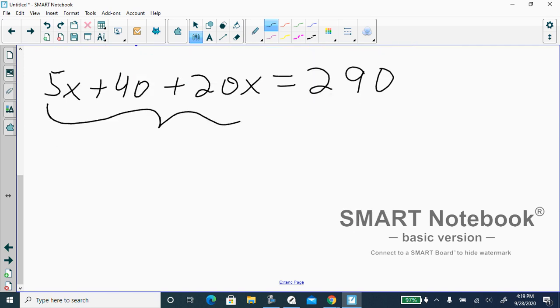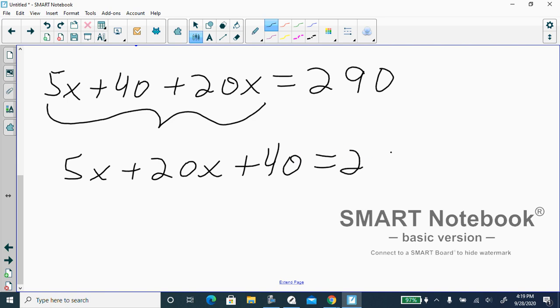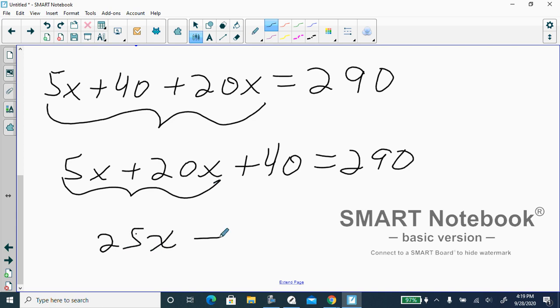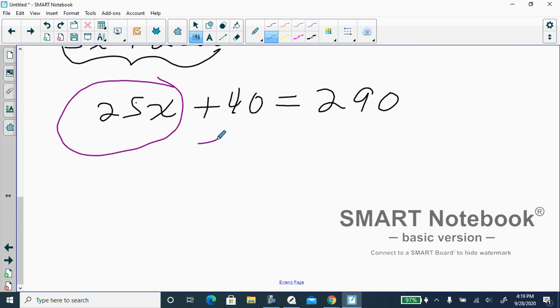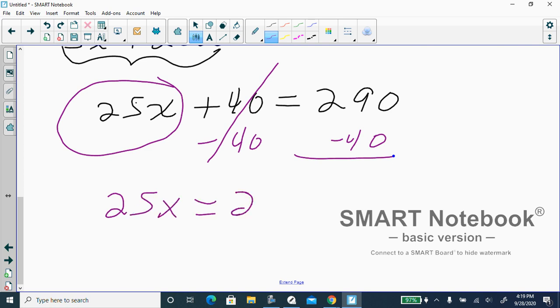We have like terms on this side, so we can write the things that are alike together. We're not getting rid of them on one side, we're just collecting things that are alike. We're not doing the opposite, we're just rearranging so that we can see we have 5 and 20 more, so 25 x's, plus 40. On the other side, we had 290. To solve for x, we need to isolate this. So we take 40 away from both sides. So 25x equals 250.